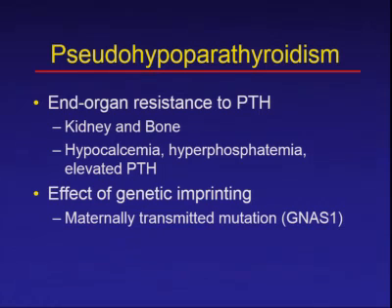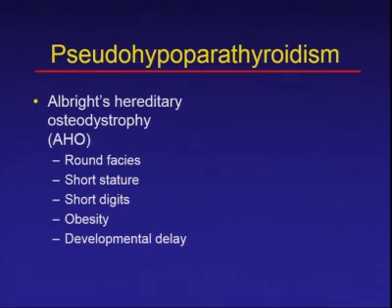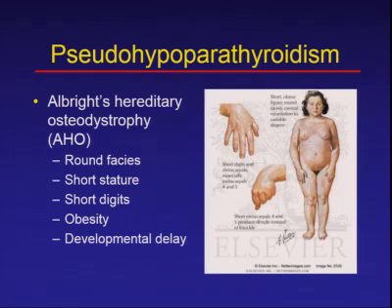One thing that's important with this diagnosis is something called genetic imprinting. What this means is that the transmission of a genetic defect, whether it's maternal or paternal, can affect the phenotype of a disease state. So for this specific genetic defect, this GNAS1, the maternal transmission results in something called Albright's hereditary osteodystrophy. So they have a very typical appearance of round faces, short stature, short digits, they're obese and they have developmental delay, and they have pseudo-hypoparathyroidism. They have the end organ resistance to PTH.